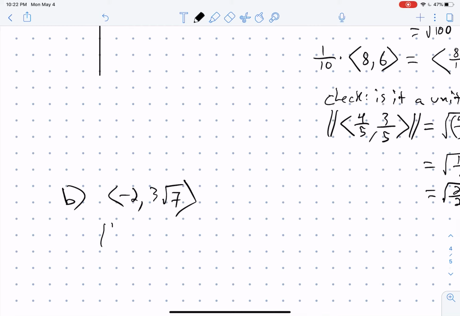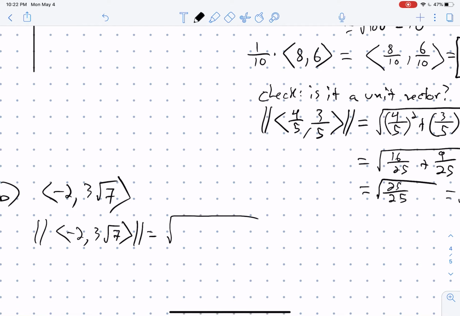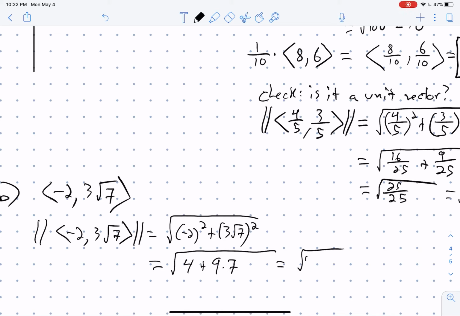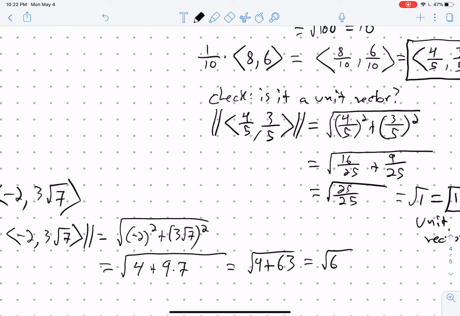First, we find the length of this vector. The length of the vector -2, 3 radical 7, or the magnitude, is equal to the square root of -2 squared plus 3 radical 7 squared. Squaring the insides, -2 squared is 4. To square the 3 radical 7, we first square the 3, that's 9, and we square the radical 7. Radical 7 squared just gives you plain old 7. So this is equal to radical 4 plus 9 times 7 is 63. And so this is radical 67.